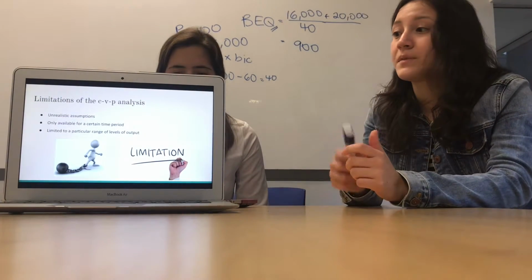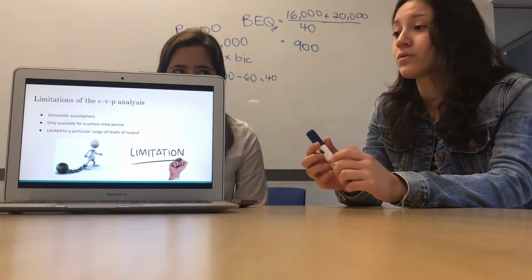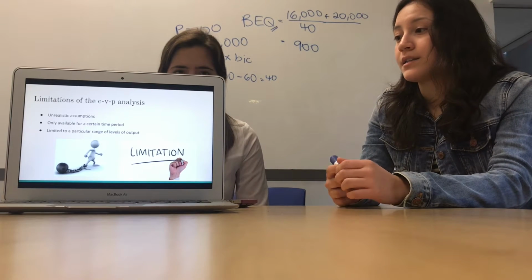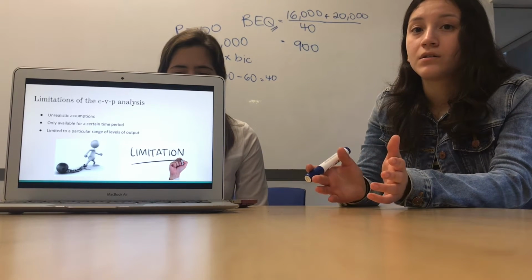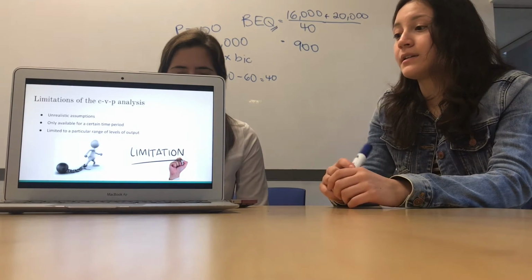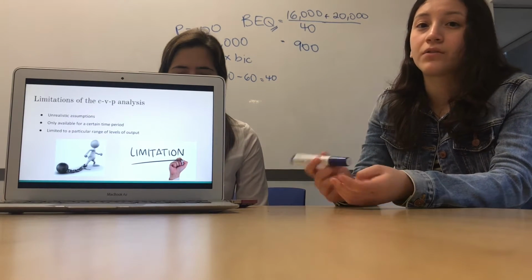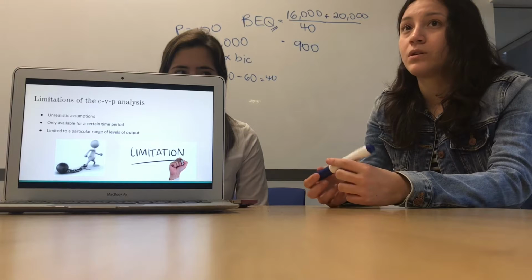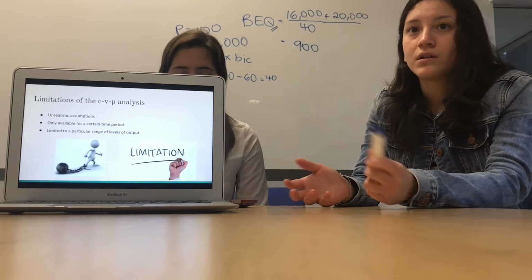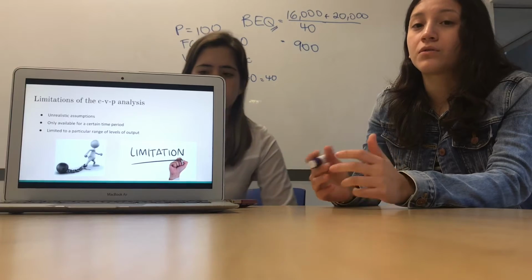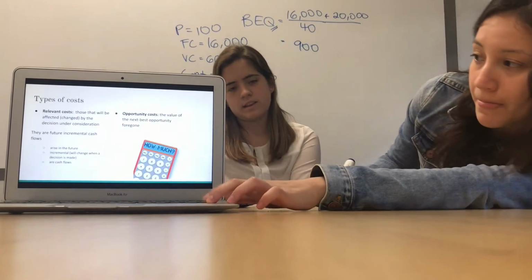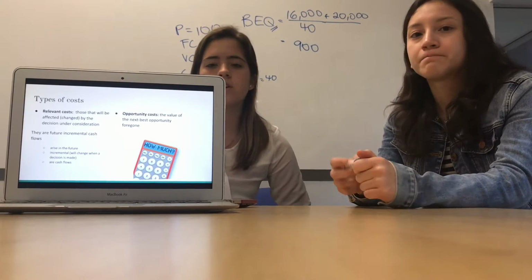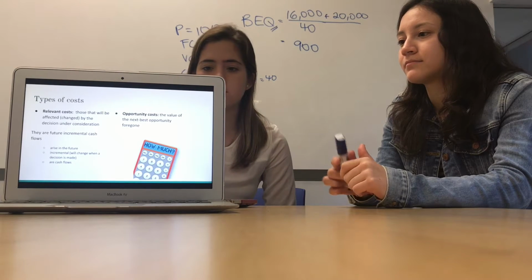And now I'm going to talk about the limitations of this type of analysis that I mentioned before. The first one is that obviously it's based on unrealistic assumptions, and it is only available for a certain period of time, so you have to do it frequently. And finally, it is very limited to a particular range of levels of output, which is also a little bit unrealistic. For example, if you want to sell 1,000 but you only have the capacity to sell 100, it is unrealistic and it's not very useful for the position of the firm. Yeah, so the formula can tell you what amount you have to sell, but maybe it's not feasible. Yeah. There are external factors that won't let you reach that.